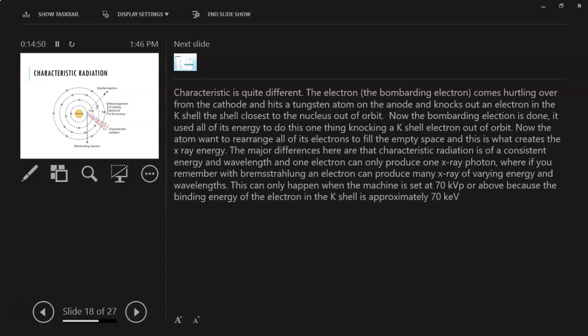Bremsstrahlung: one electron can create many different X-ray photons of varying wavelengths and energies. Like one electron, many X-rays and wavelengths. For Bremsstrahlung, one electron can create many X-ray photons with various energies and wavelengths.